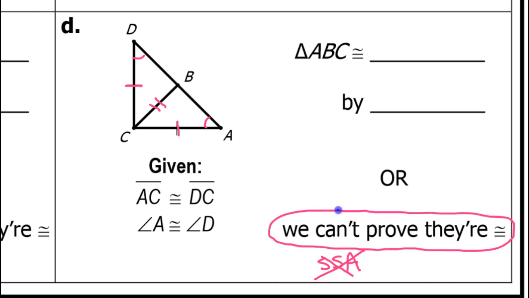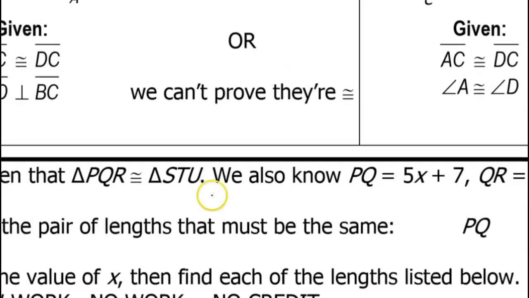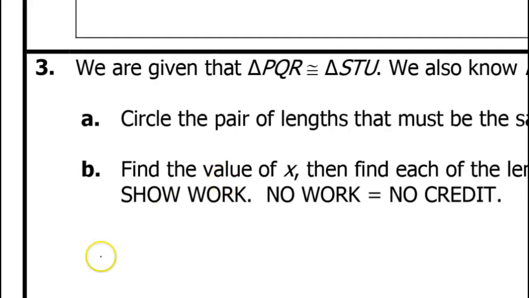So we will circle this, and we will not write a congruent triangle statement right here. Leave both of these blank or the problem is wrong. Okay, we're switching gears, so let me zoom out.